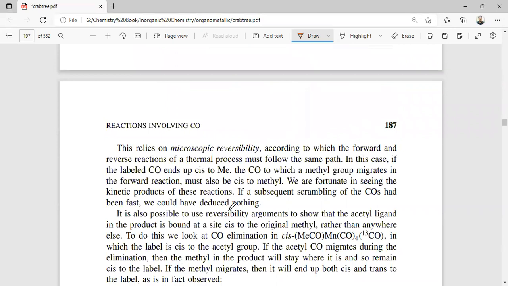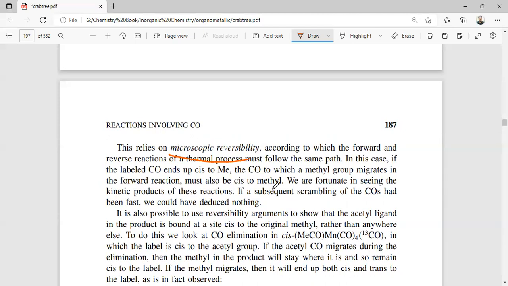This relies on microscopic reversibility, according to which the forward and reverse reactions of a thermal process must follow the same path. So in this case, if the labeled CO ends up cis to Me, the CO to which the methyl group migrates in the forward reaction must also be cis to methyl. We are fortunate to see the kinetic part of this reaction. If a subsequent scrambling of CO had been fast, we could have detected nothing. So according to microscopic reversibility, the forward and backward reactions should follow the same process.